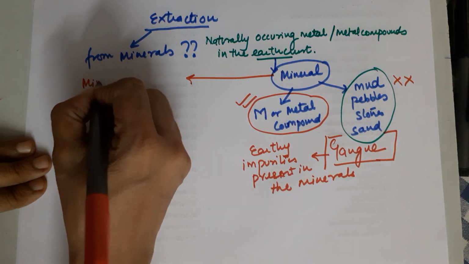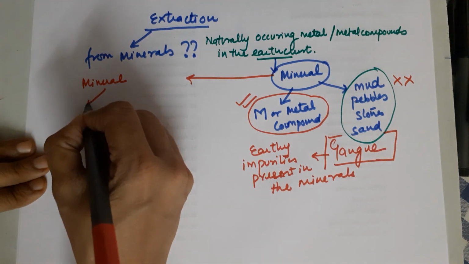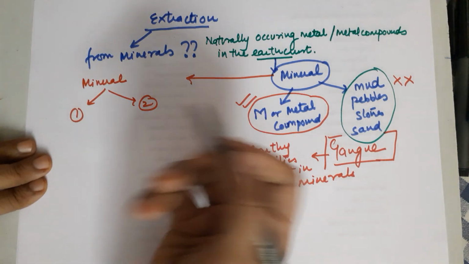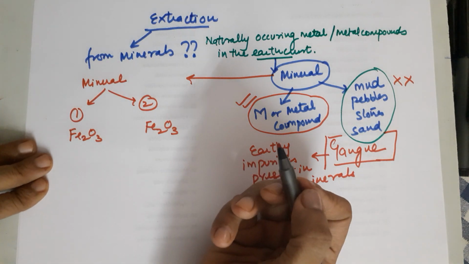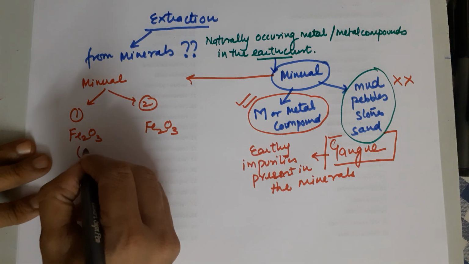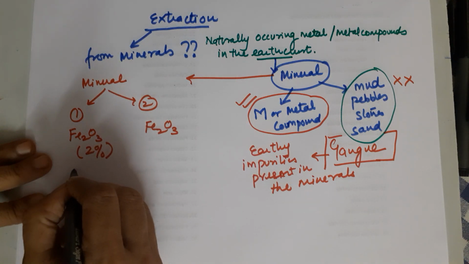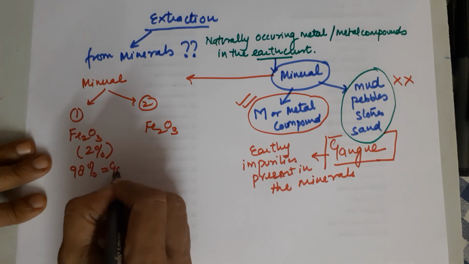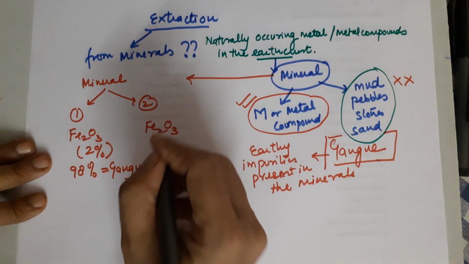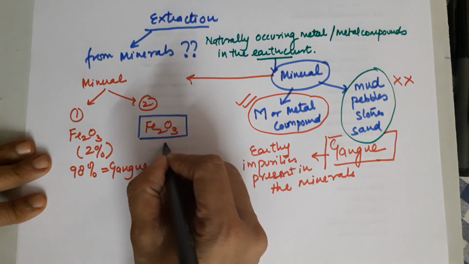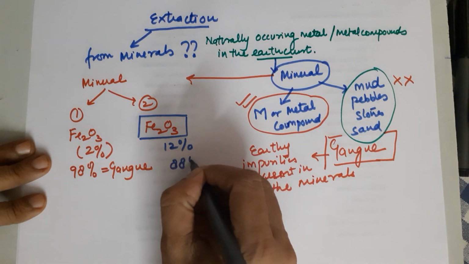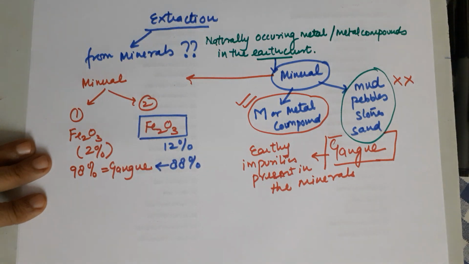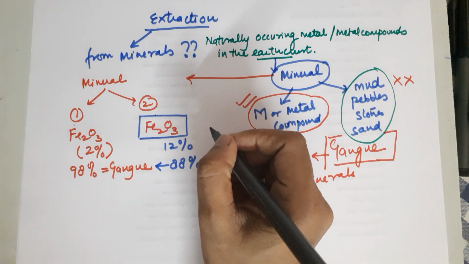Now, if you have a mineral, there are two minerals. This is number 1 and this is number 2. Both of them have iron oxide in them. Both of them are iron minerals. This one has got iron oxide in 2%. So what is the rest 98% is your gangue. While this particular mineral, I had 12% of iron oxide. What am I left with? 88% is your gangue.